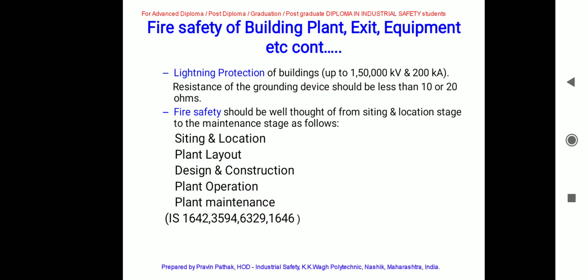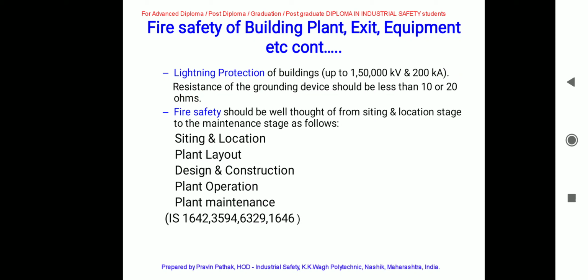So lightning protection is another parameter, because normally lightning arresters are provided on the top of the building, because the lightning voltage is near about 1,50,000 kilovolt and 200 kilo ampere. So we can't control this much voltage and this much amperes, so we can provide only lightning arrester systems on the top of the building.